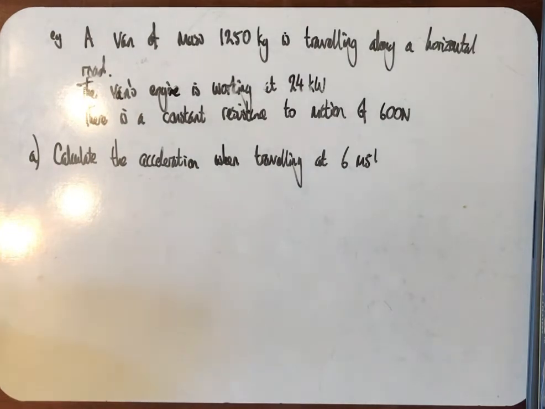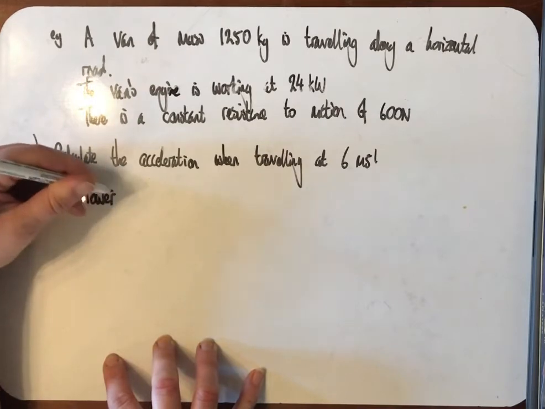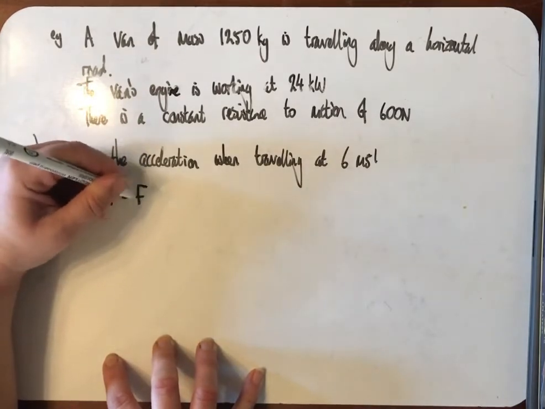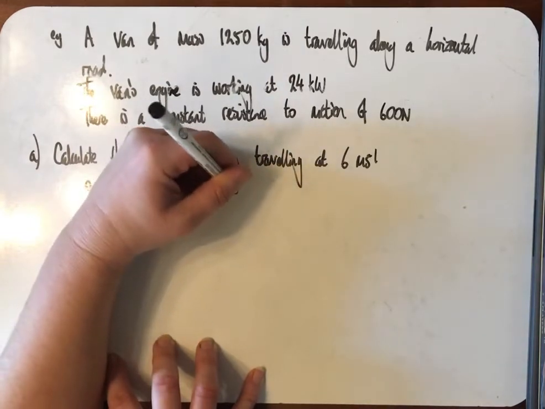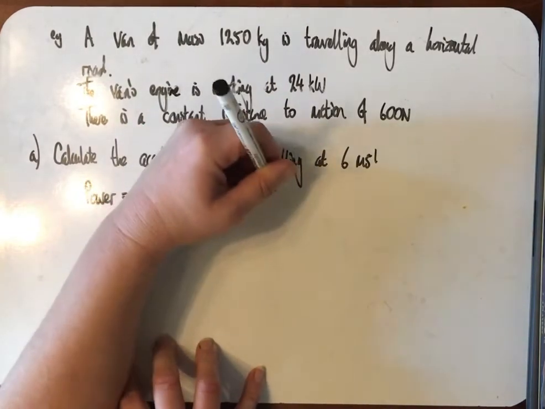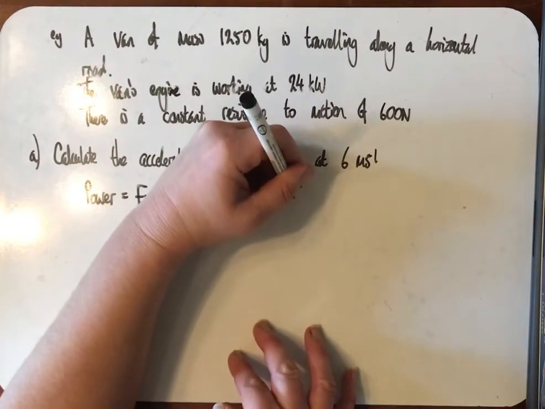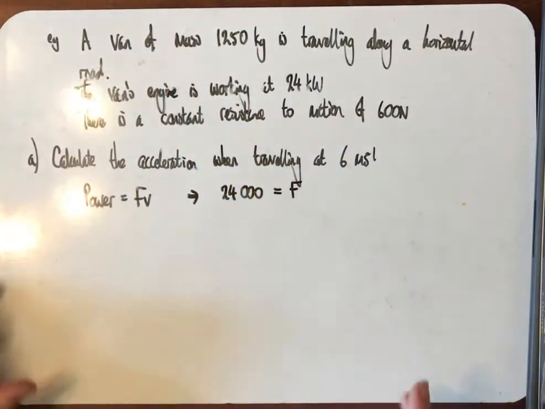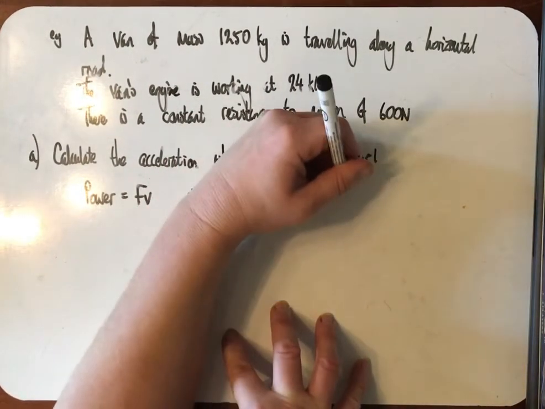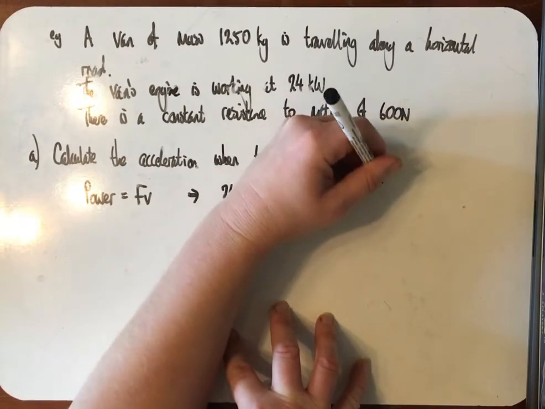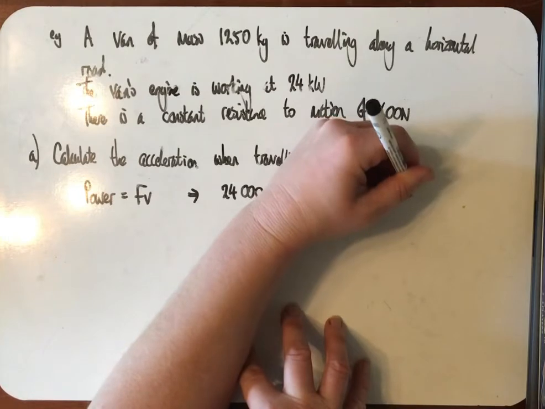So we can use power equals FV. And we know the power is 24,000. And that's equal to F, you call that D for driving force, or T for tractive force if you want to, times 6. And so F is equal to 4,000 newtons.